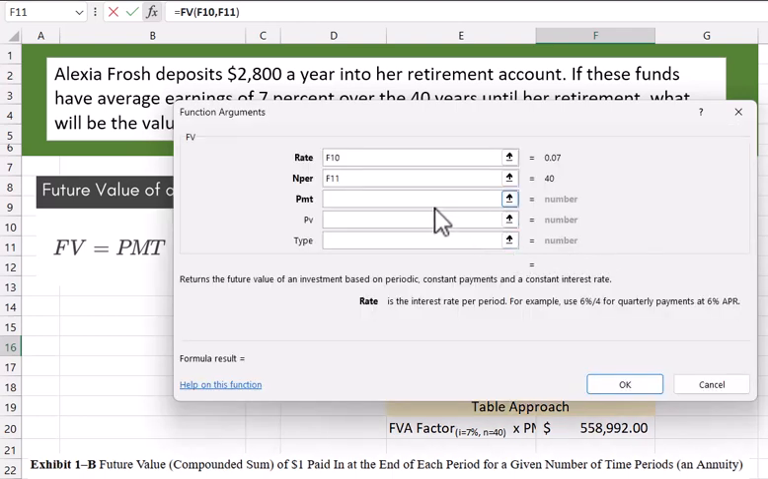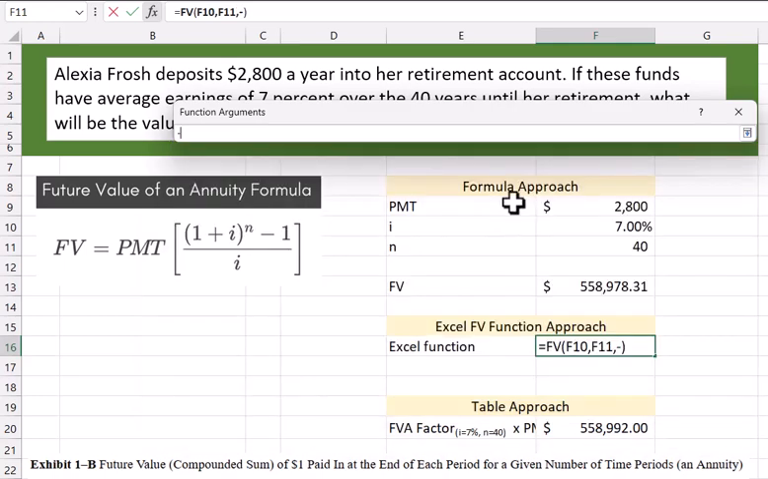Okay, what's the payment? Now, this is tricky. I want to point to the payment, but I'm going to enter it as a negative number because the way Excel expects this to work is you give up something to get something in the future. Or another way of thinking about that is point to negative 2,800 as the payment. As we're making the payment, that's a cash outflow to get the cash inflow at a later point. Calculators work the same way.